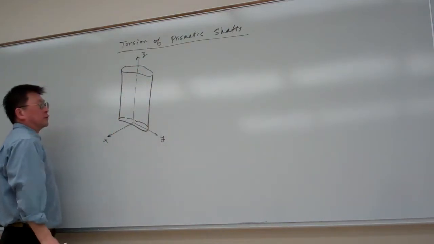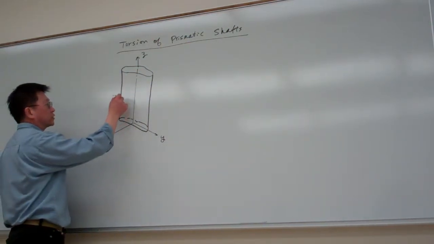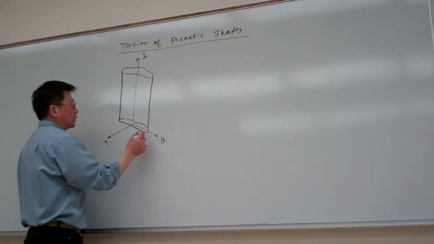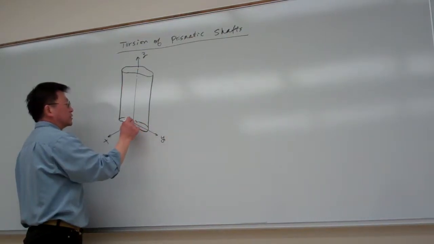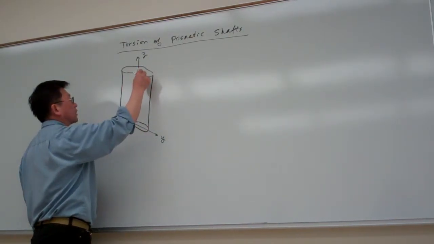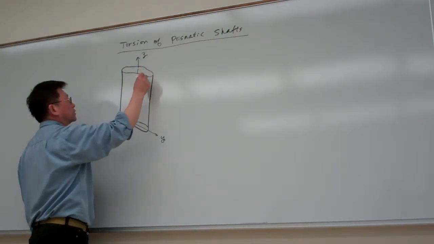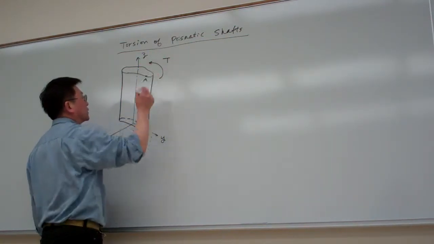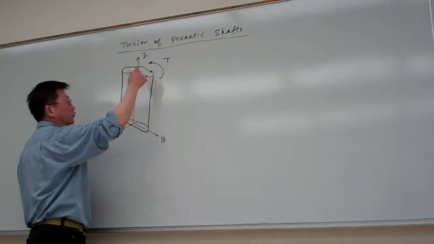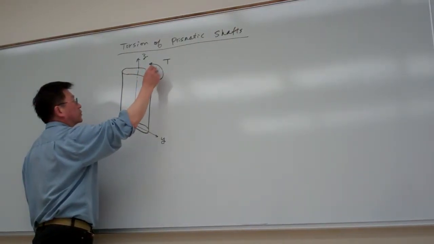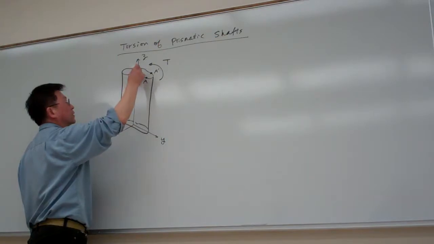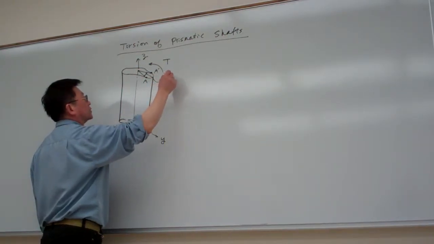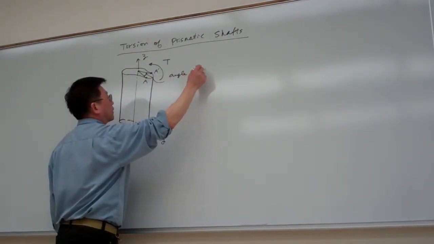The first assumption we make is this: all the cross sections do a rigid body rotation during the twisting. For example, say we start from this point A on the original undeformed shape. After we apply the torsion here, A is twisted and displaced to A prime. So from here, we are able to define this angle. This angle is called the angle of twist.